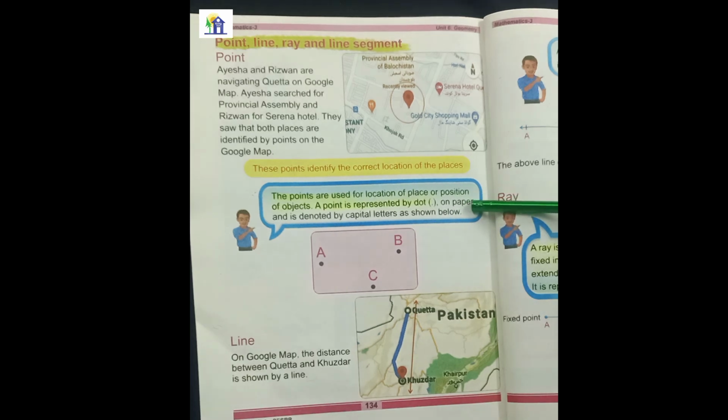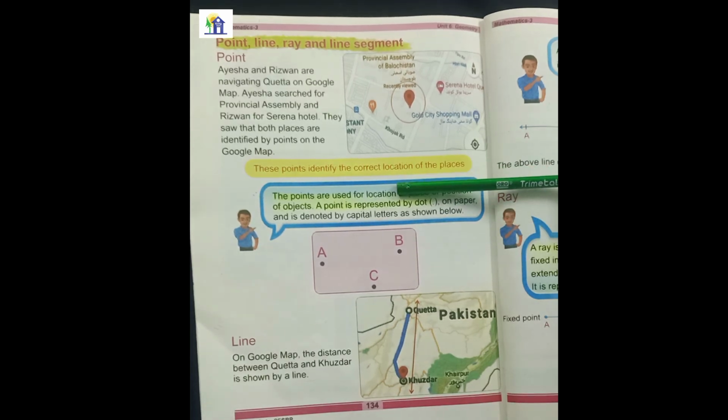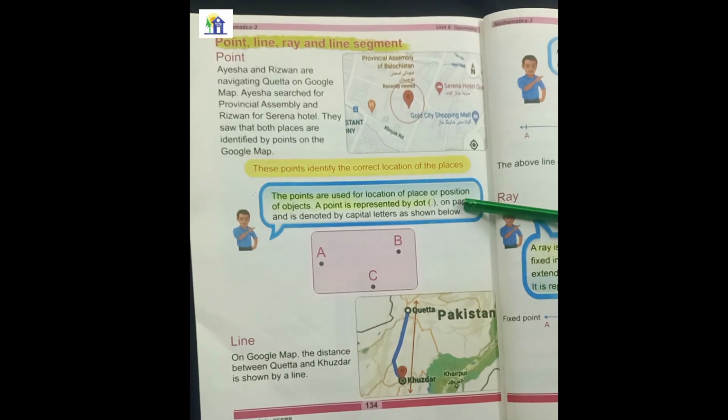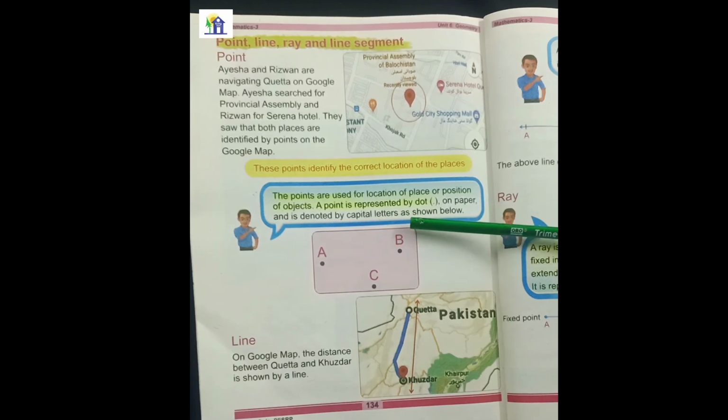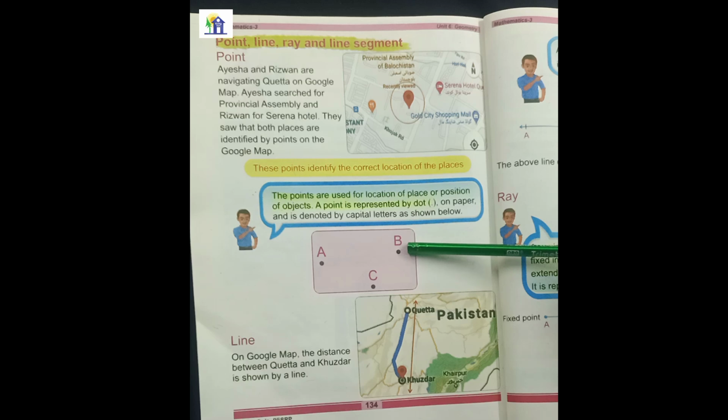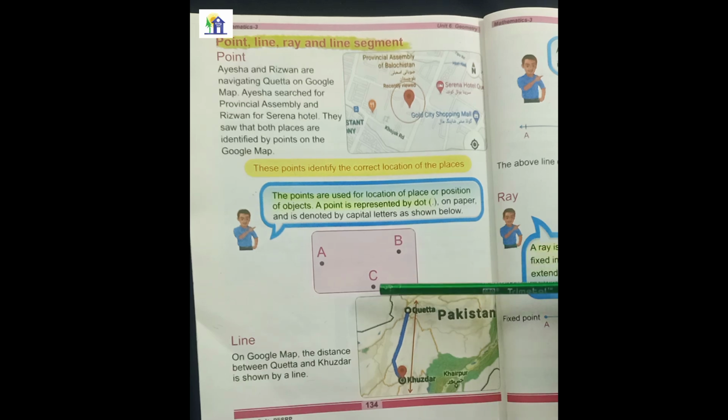Students, you know what is a point? A point is used to identify the location and position on paper and it is denoted by capital letters as shown below like this. It can be identified by a capital letter.